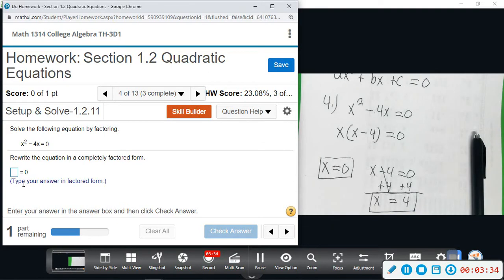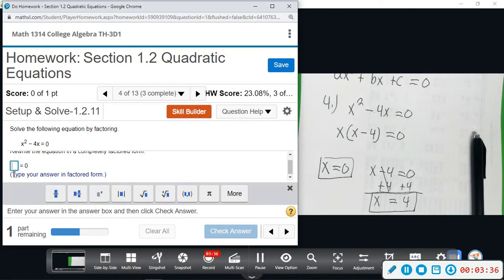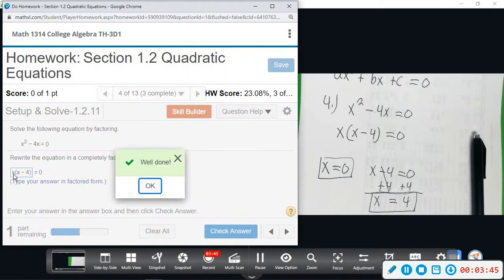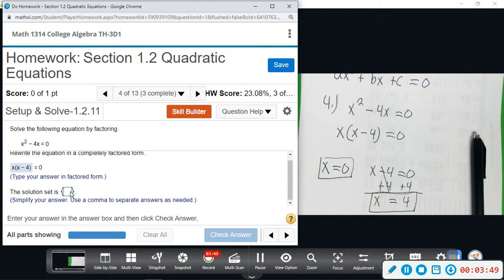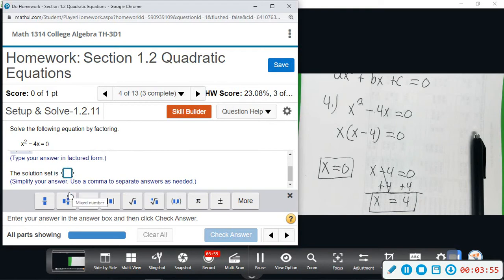So first factored form is x, and then parentheses x minus 4. And then part 2, what is the solution set? So that's taking each of the factors, setting them equal to 0, and solving. So we got 0 and positive 4.